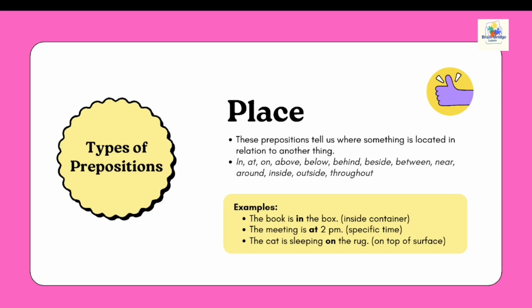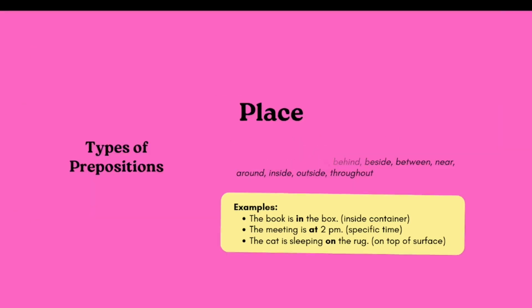The meeting is at 2 p.m. So at, here it is telling a specific time, connecting a specific time to the other words of a sentence. Then we have: the cat is sleeping on the rug, on top of a surface. Where is it? On the rug. Not below, not above, not somewhere else, behind, beside, between, but on the rug.